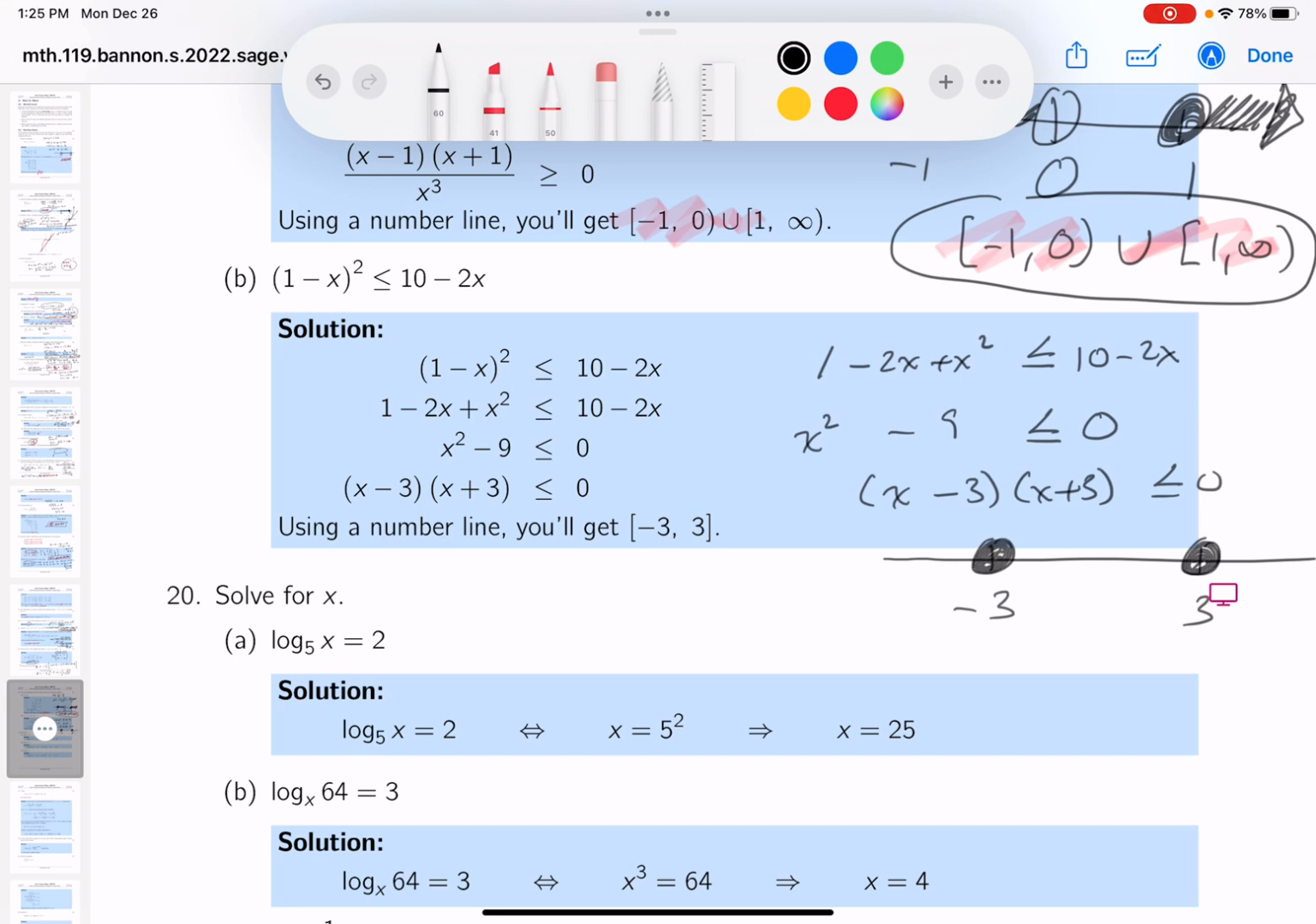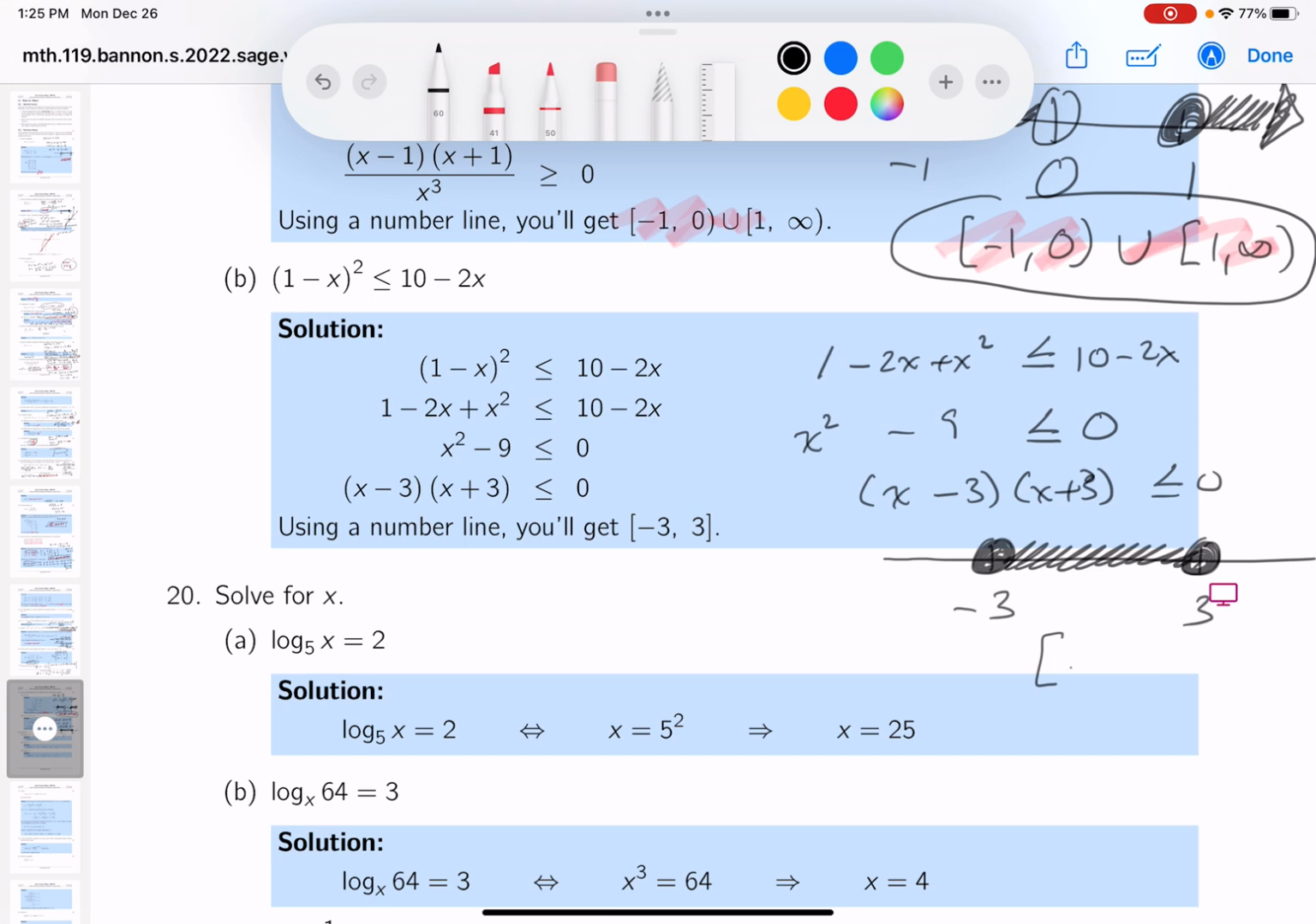Now let's test it out. After 3, you pick 5, and that would be a positive times a positive, which is not less than 0. Pick a number between minus 3 and 3, like 0, plug it in, you get negative times a positive, which is a negative, and that's certainly less than 0. If you take a number below minus 3, like minus 4, plug it in, you get negative times a negative, which is a positive, and that's not less than 0.